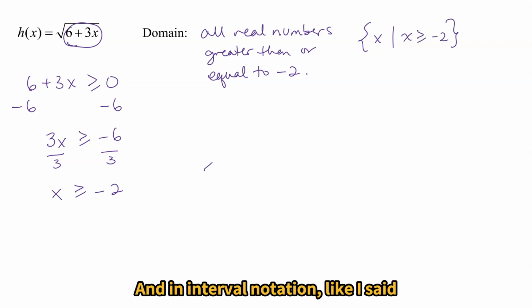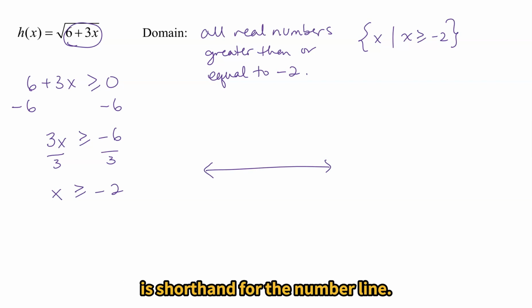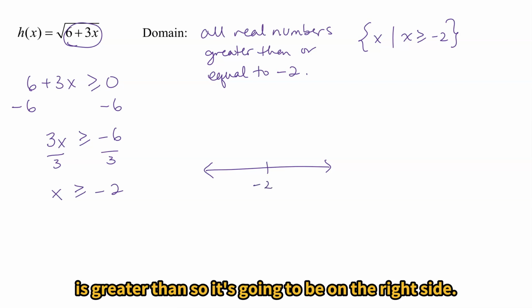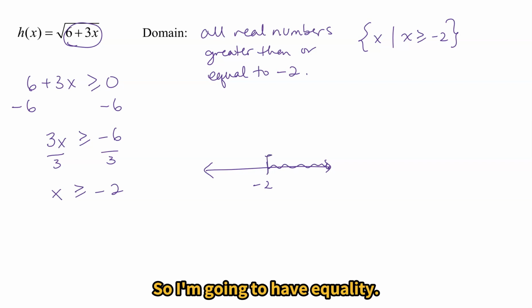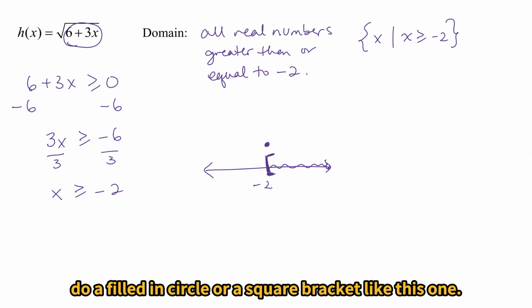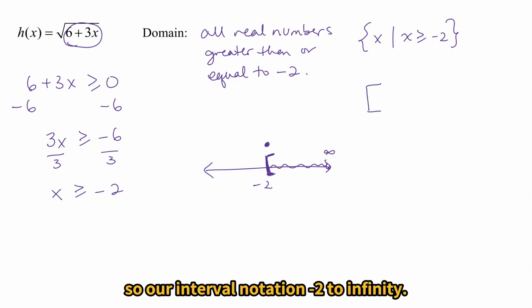And in interval notation, like I said before, I like to draw the number line and then write the interval notation because interval notation is shorthand for the number line. So here we go. Negative 2, x is greater than, so it's going to be on the right side. I've got the equal sign there, so I'm going to have equality, which means negative 2 can be in my set. So I would either do a filled in circle or a square bracket like this one. We're going to positive infinity. So our interval notation is negative 2 to infinity.